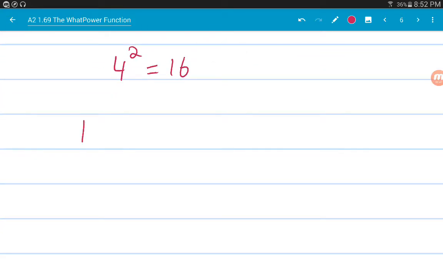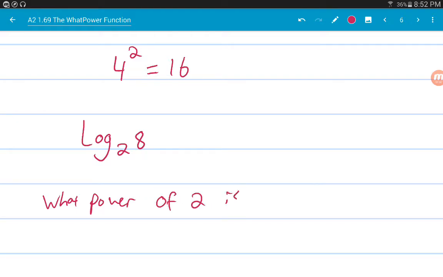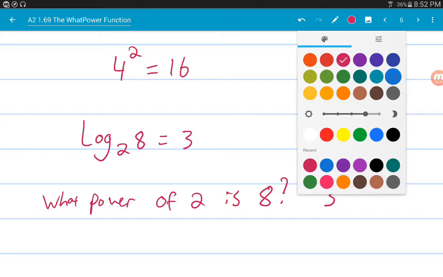So if I was doing log base 2 of 8, you would say, what power of 2 is 8? And the answer is 3. And here's how you can check that.